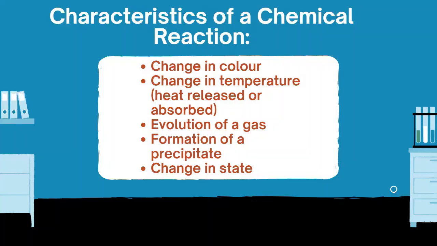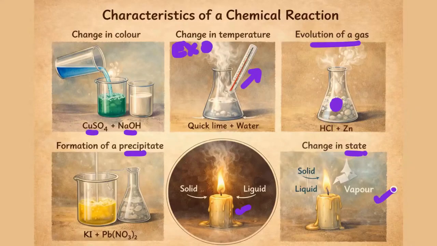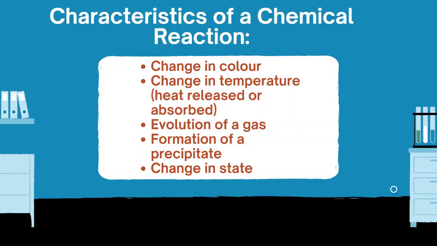So make sure you make this list. The characteristics of a chemical reaction. What happens during a reaction? There can be a change in color, there can be a change in temperature, heat can be released, like in the reaction I showed you here. In quicklime and water, heat is released, and it can be absorbed, like in cooking of food. Then the third, evolution of gases. And the fourth is formation of precipitate and change in state. These are the characteristics of a chemical reaction.